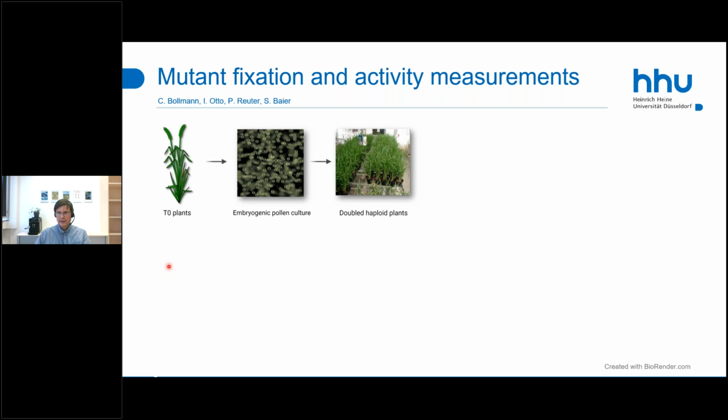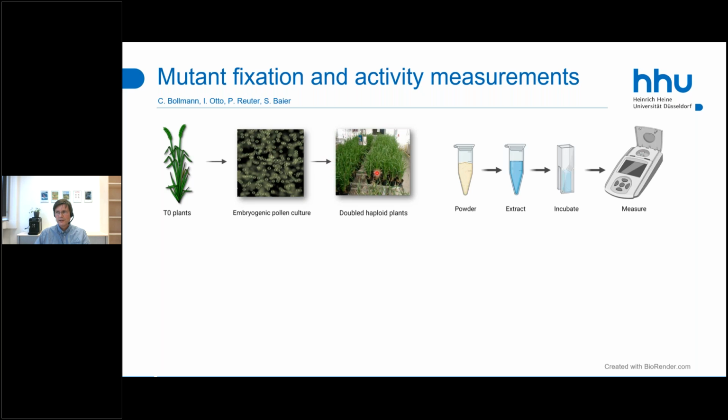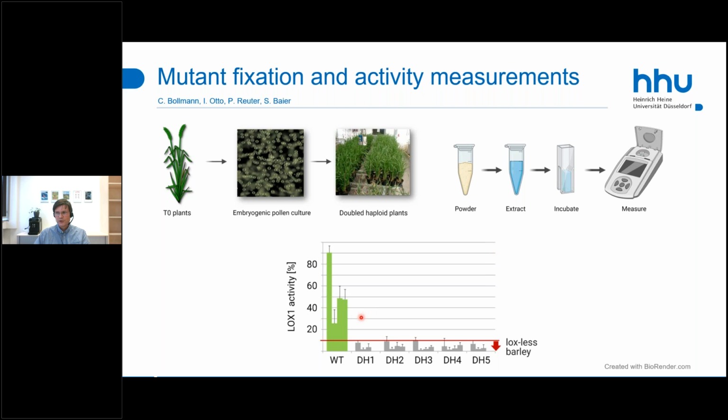So we went on, and as all our primary mutants are usually chimeras, we used embryogenic pollen cultures in order to fix our mutation and to come to double haploid plants. And then, of course, we made powder of our grains and did some LOX activity measurements, which is illustrated here in this diagram. On the left side, you see that for the wild type, we have quite high activity, while for 5 of our DH lines, we have less than 10% activity.